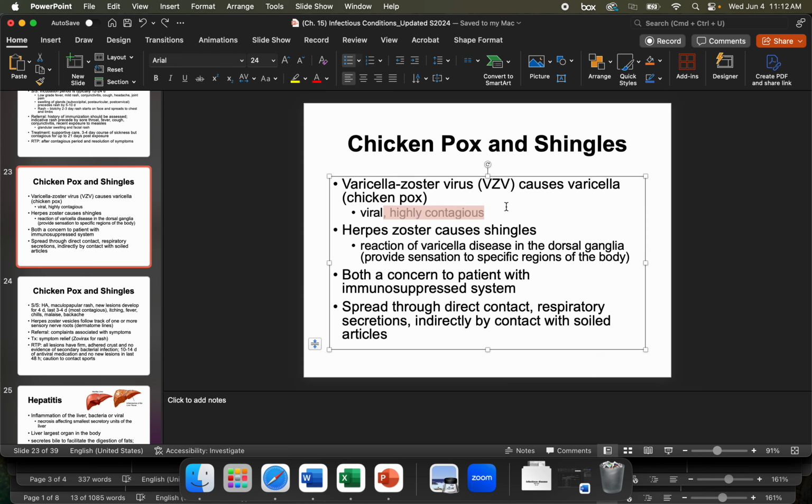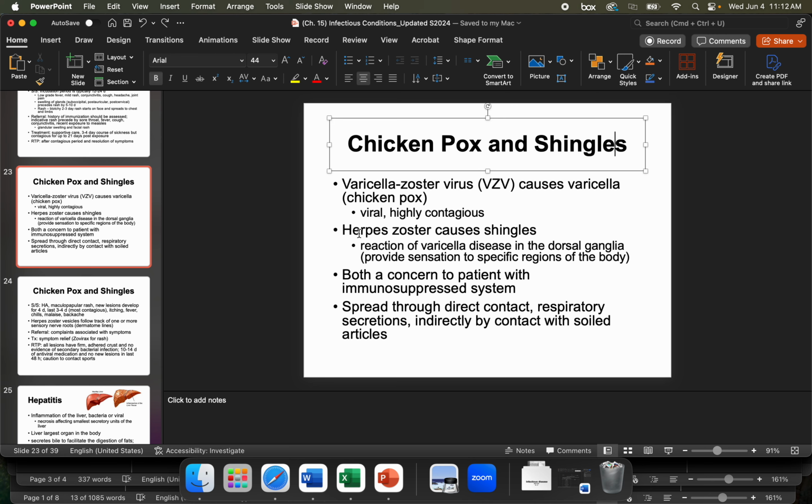It's viral and highly contagious. And then herpes zoster, which is a variant of varicella zoster, is what causes shingles. Shingles happens in later years of life following infection.